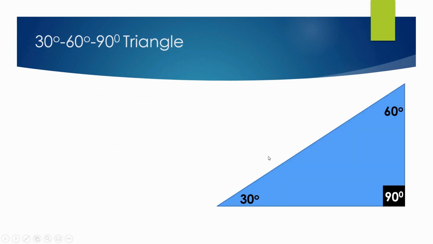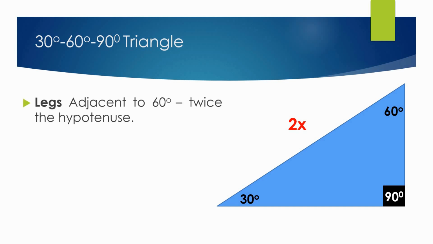For the next example, we will have the second part, which is the 30, 60, 90 triangle. For this triangle, we have this pattern. For the legs, it is adjacent to 60 degrees. The leg adjacent to 60 degrees is half the hypotenuse.